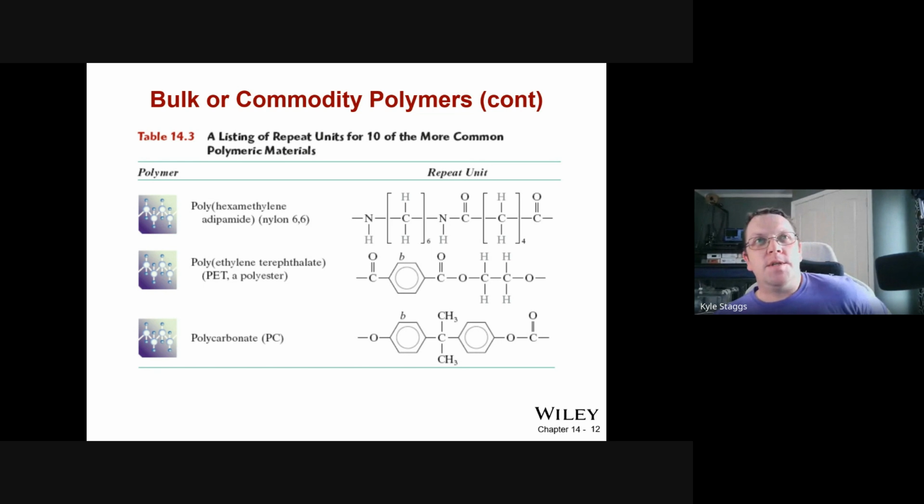All right, my apologies. A couple more. There are some applications for a couple of these that you guys will remember. So nylon 6,6, polyhexamethylene adipamide, is commonly used for any kind of nylon clothing.